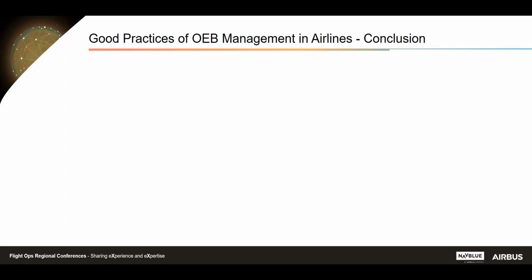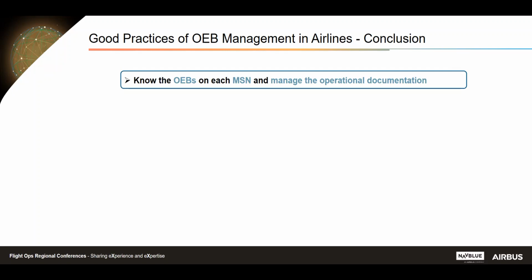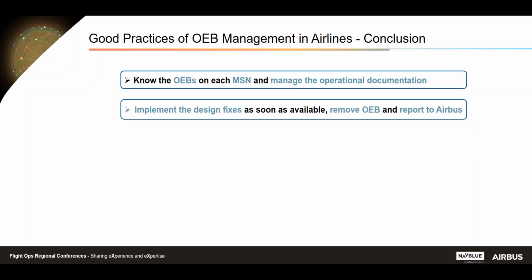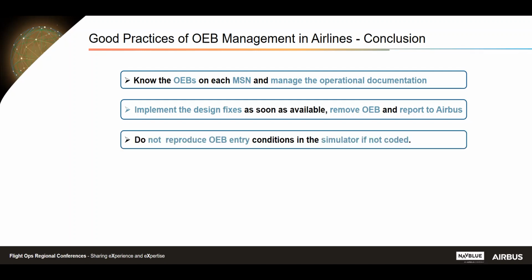Now we have reached the end of this presentation. And to conclude, know your OEBs on each MSN and manage your operational documentation. Implement the design fixes as soon as available. Remove OEBs as soon as fixes are installed and report to Airbus. And do not try to reproduce OEB entry conditions in the simulator if they are not already coded, to avoid any negative training. I hope this good practice was helpful.